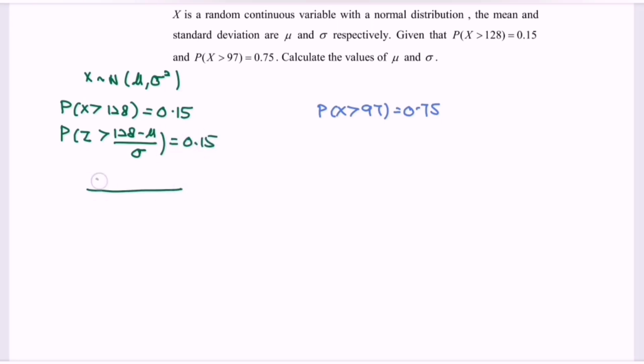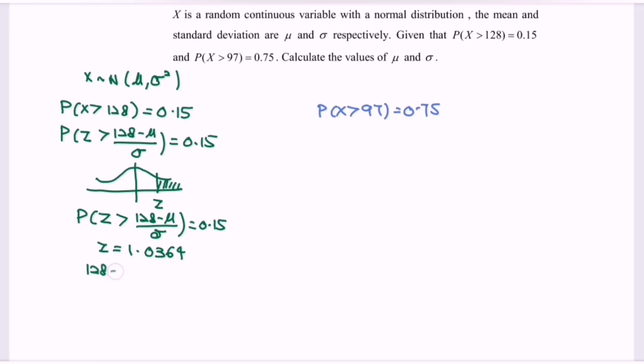Kindly refer to the diagram. As we all know, Z is located on the right-hand side and here will be the shaded region. So the formula will be the same: Z greater than 128 minus mu over the standard deviation equals 0.15. Kindly refer to the table and we notice that for the probability 0.15, Z is equal to 1.0364. So 128 minus mu is equal to 1.0364 sigma, or we can say the standard deviation, and we name it as the first equation.